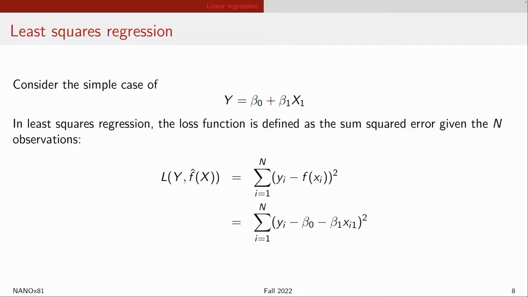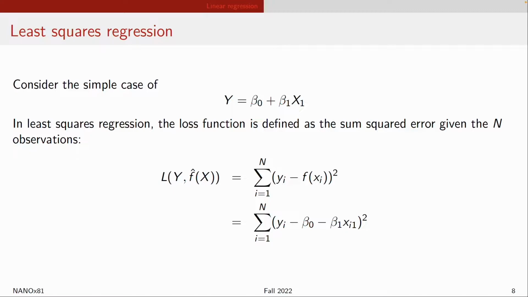Now, in least squares regression, the loss function is the sum of the squared error given all my n observations. So I'm going to sum over all my n observations: I have my observation y of i minus f of x of i. f of x of i essentially gives me the predicted value for my observation i, right? So I take the difference between my actual observation and my predicted observation, and I square that. That's my squared error, and I sum it over all my n observations. That is what is called the sum squared error, okay?